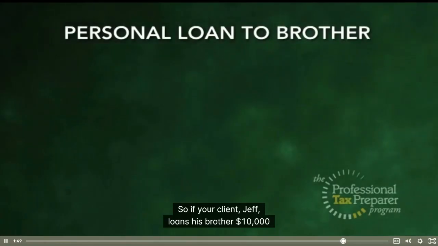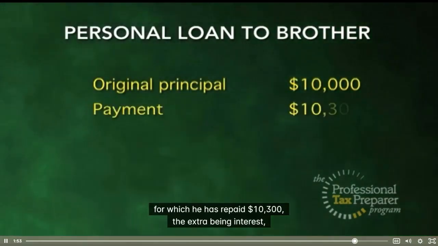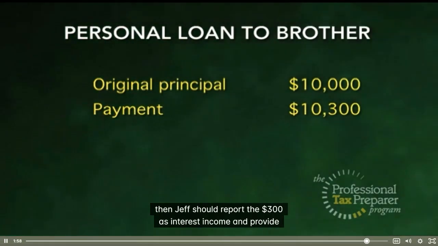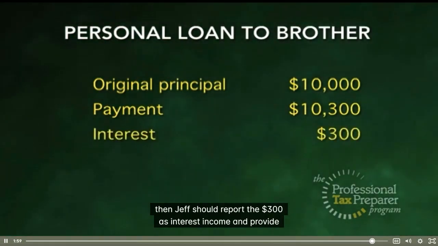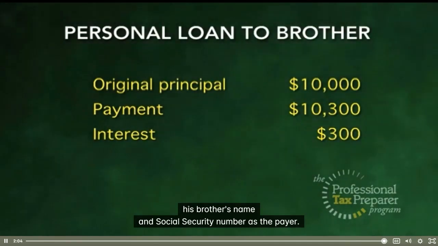So, if your client Jeff loans his brother $10,000, for which he has repaid $10,300, the extra being interest, then Jeff should report the $300 as interest income and provide his brother's name and Social Security number as the payer.